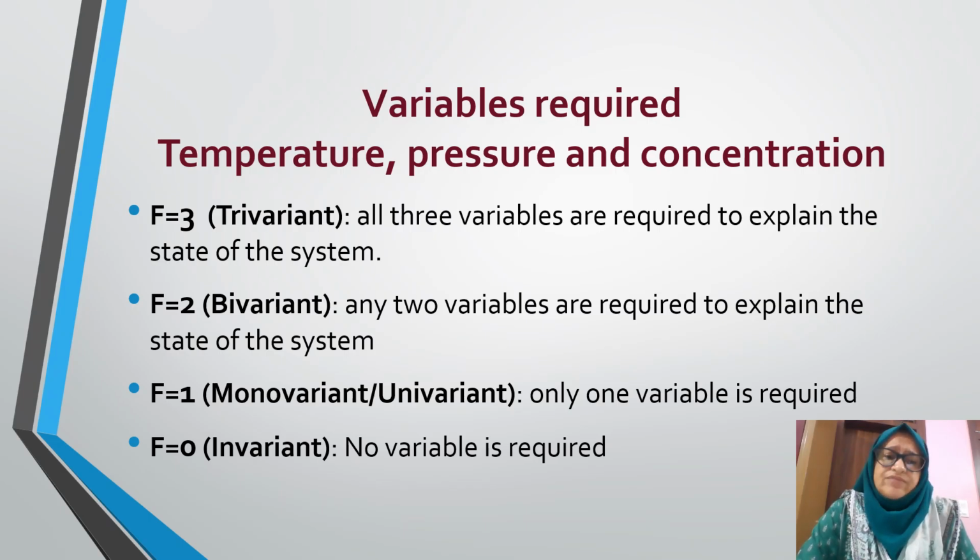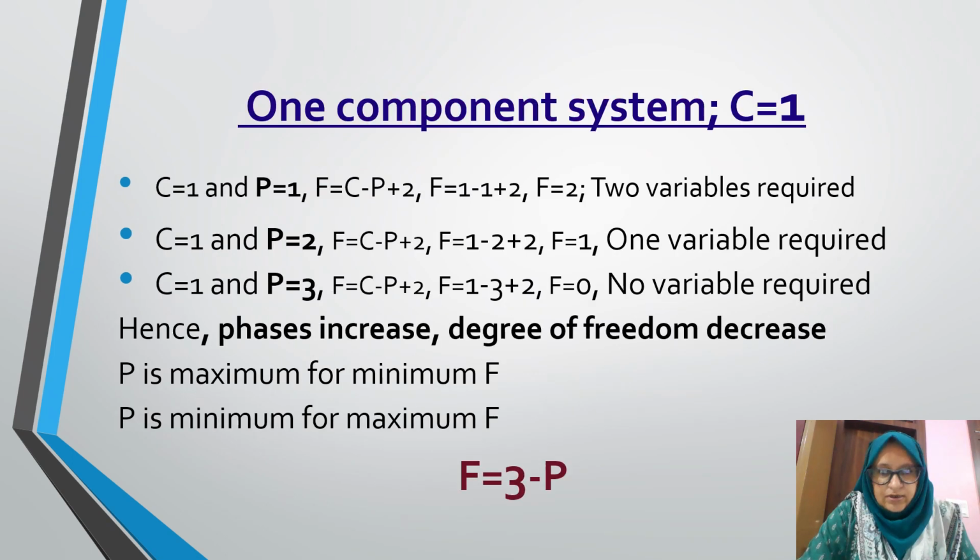Now suppose F is equal to 3, that is the system is said to be trivariant. Then at that particular time I need to explain all three variables: what is the temperature of the system, what is the pressure of the system, as well as what is the concentration of the substance. So this is how things go in F is equal to C minus P plus 2.